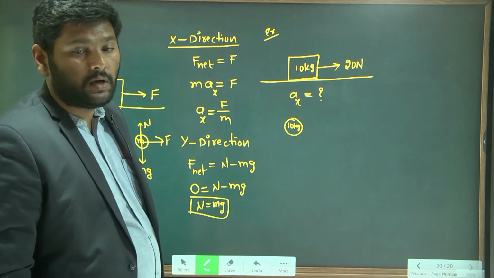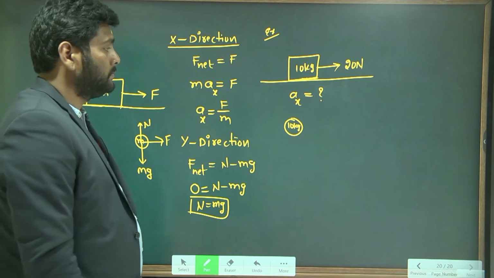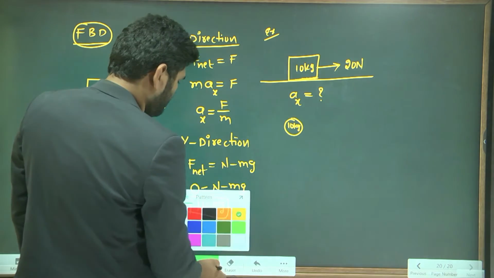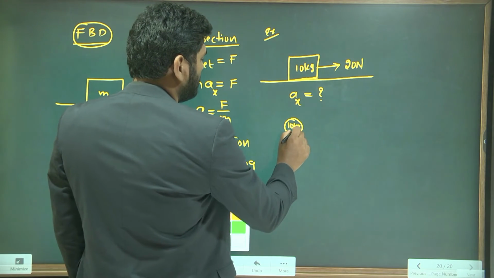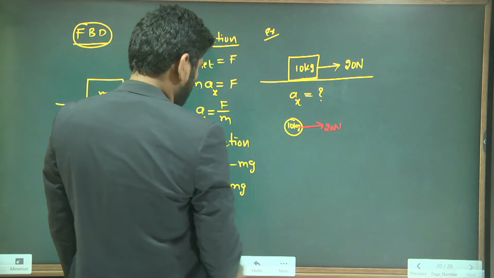On this object, how many forces are acting here? First, along x axis, how much force is acting? One, sir. What is that force? How much is it, the value? 20 newtons. Very good. 20 newtons acting in this direction.